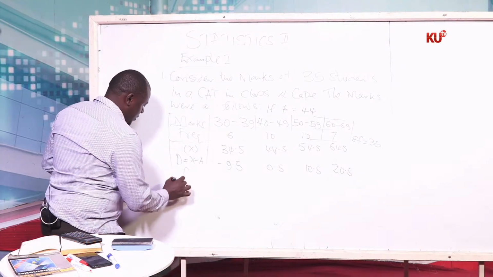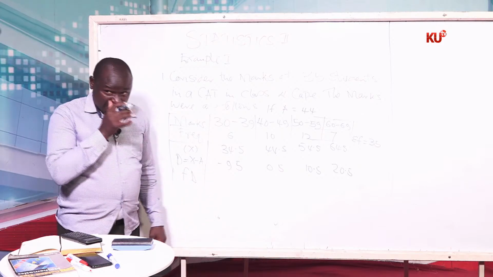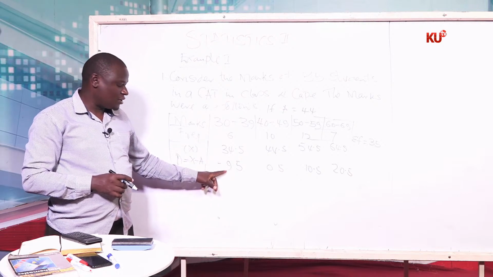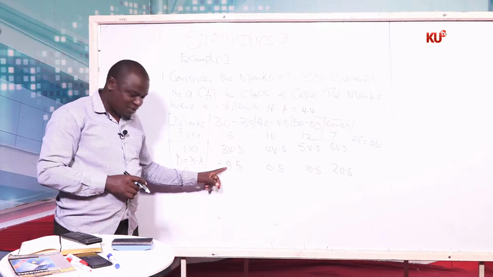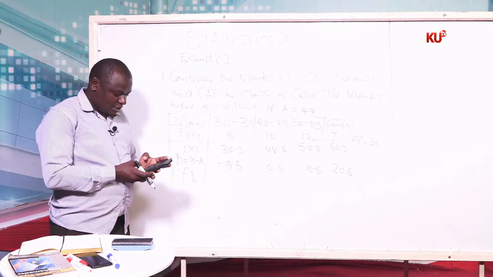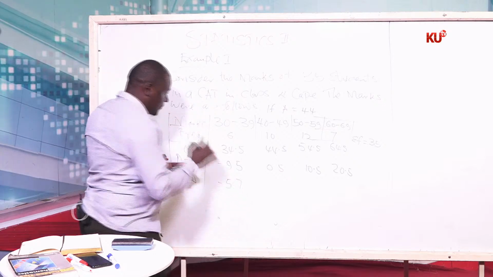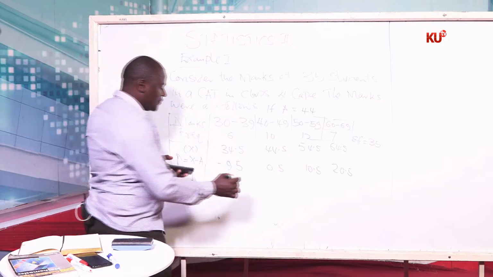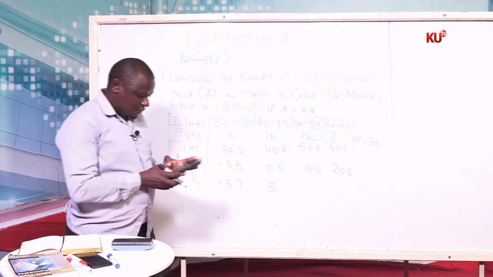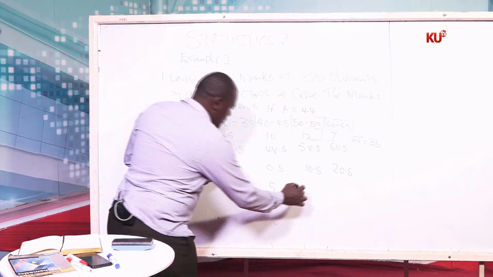Below here, what is FD? It is frequency times deviation. You have the frequency column and the deviation column. So you multiply your frequency times deviation. In the first case, you have 6 times negative 9.5. That is negative 57. You have 10 times 0.5. That is 5. You have 12 times 10.5, which is 126.